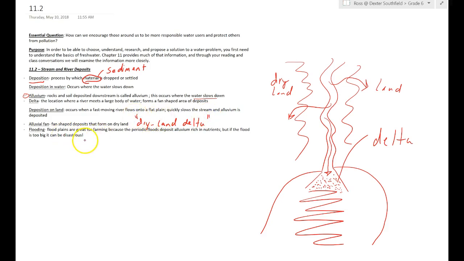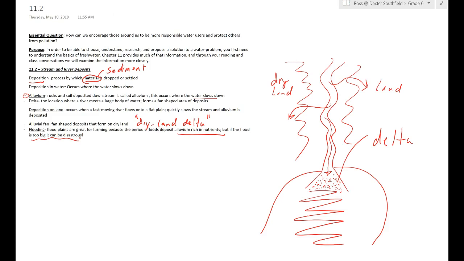Flooding and floodplains are great for farming because the periodic floods deposit alluvium rich in nutrients. But if the flood is too big, it can be disastrous. It's good when small floods come and irrigate crops and drop off lots of good alluvium, meaning nutrient-rich dirt. But if the flood is huge and moves into nearby towns and cities, it can wipe out people, cities, houses, and all sorts of stuff. So obviously, a little bit of periodic flooding is okay. Too much flooding gets dangerous.